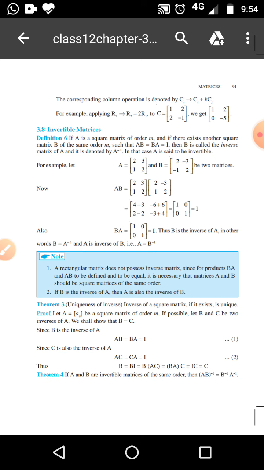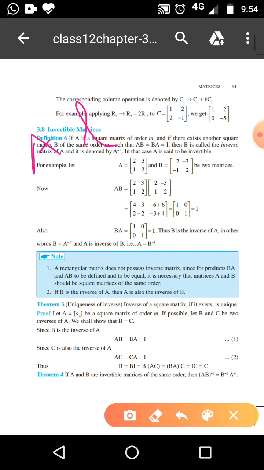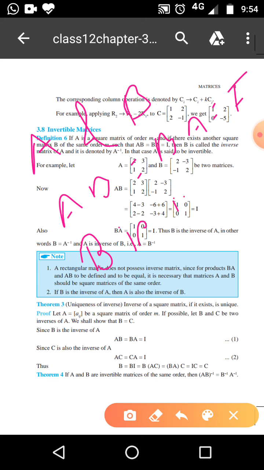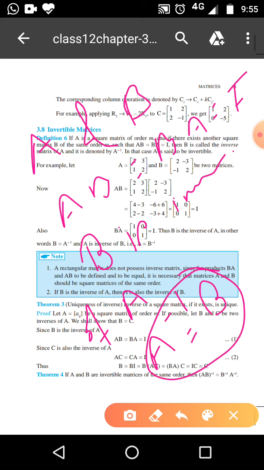Let A be a square matrix of order n. Then there exists a square matrix B of the same order such that AB = BA = I. Then B is called the inverse of A, and it is denoted by A inverse. That is, if A and B are two matrices of the same order such that AB = BA = I, then B is called the inverse of A and is denoted by A inverse, that is, A inverse = B.